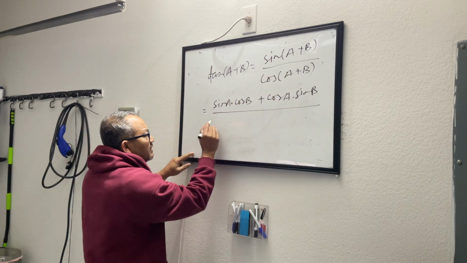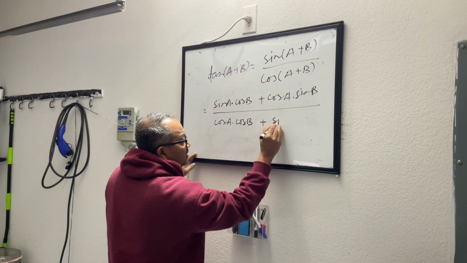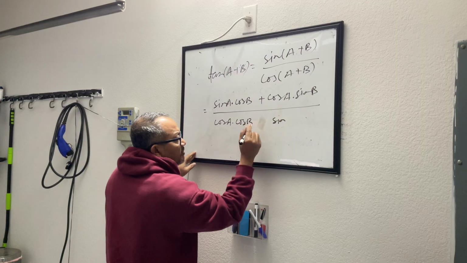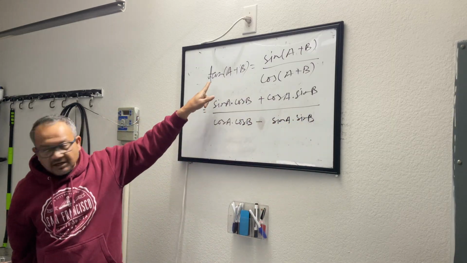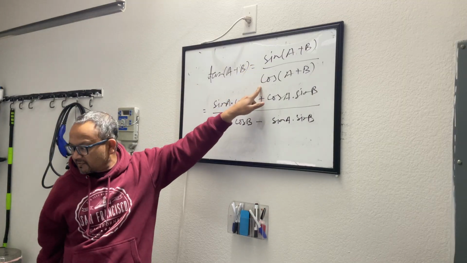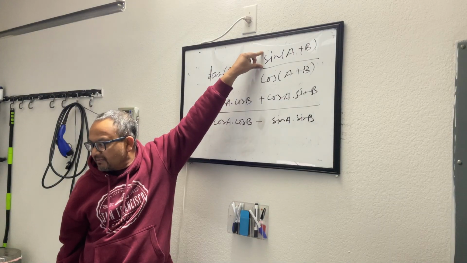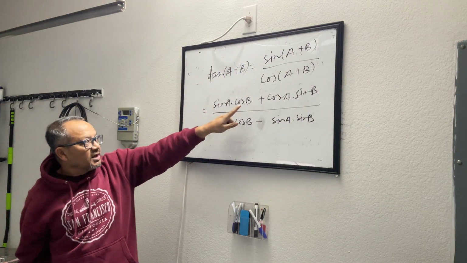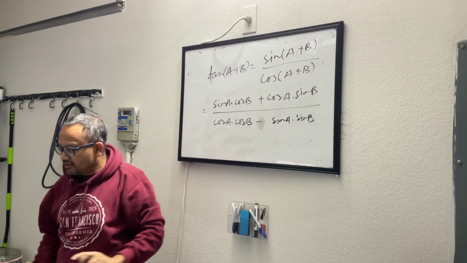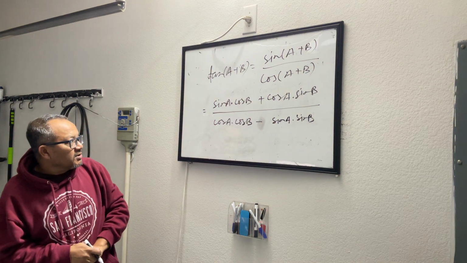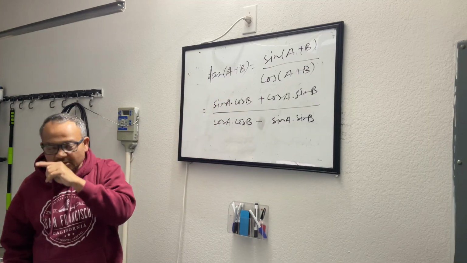Similarly, cos of A plus B equals cos A cos B minus sin A sin B. So tan of A plus B equals sin of A plus B by cos of A plus B, and we just put in the formulas that we derived in the past: sin of A plus B equals sin of A cos of B plus cos of A sin of B, and cos of A plus B equals cos of A cos of B minus sin of A sin of B. Now what we'll do is divide all the terms above and below by cos A cos B.